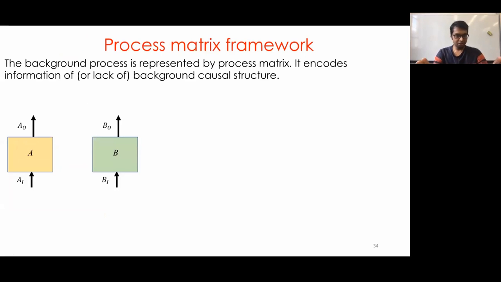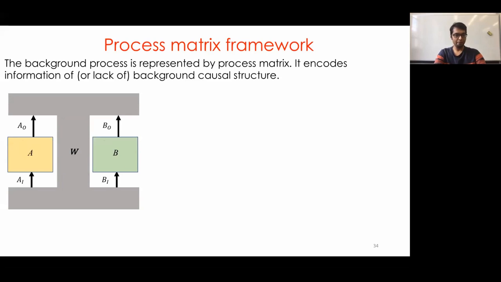So I have already introduced local operations. Let's say Alice and Bob have local operations A and B in their respective laboratories, with systems AI, AO and BI, BO. AI is the input Hilbert space of Alice, BI is the input Hilbert space of Bob, and AO and BO are the respective output Hilbert spaces. Now, to talk about the background causal structure, it is necessary to introduce the concept of the process matrix. A quantum process is a formalism that encodes the causal structure or lack of causal structure between Alice and Bob.